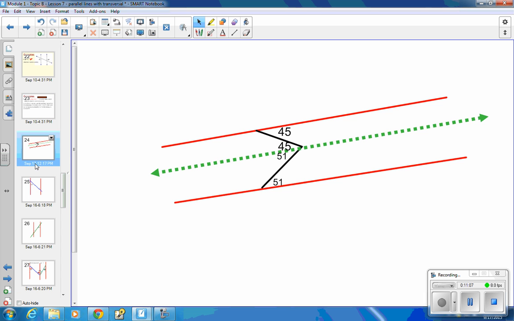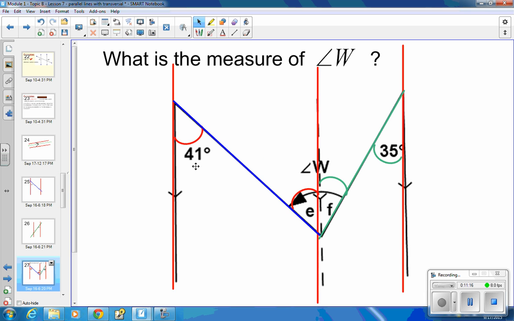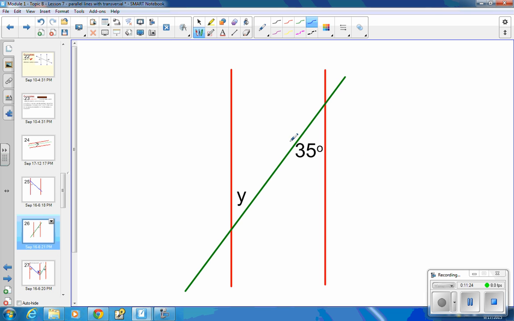So let's look at that in the pictures that we're going to use for the problem in the book. If this is 41, x has to be 41. So if I've got a 41 up here, then I have to have a 41 right here. And on this one, if this is 35, then y is 35.